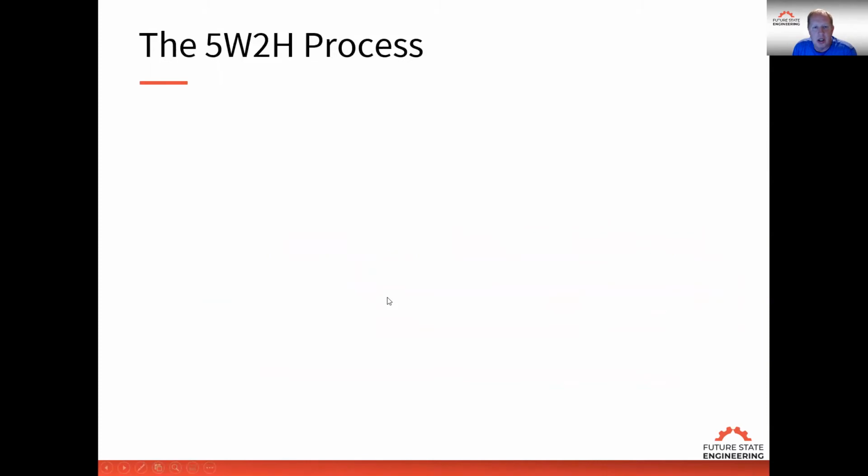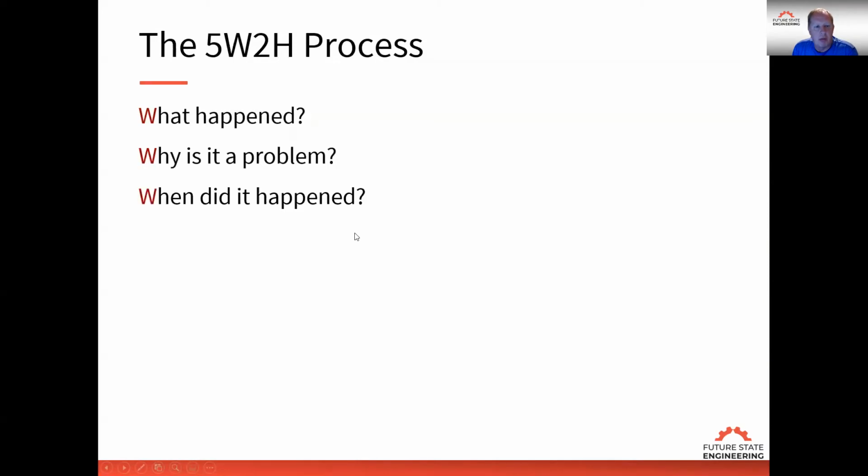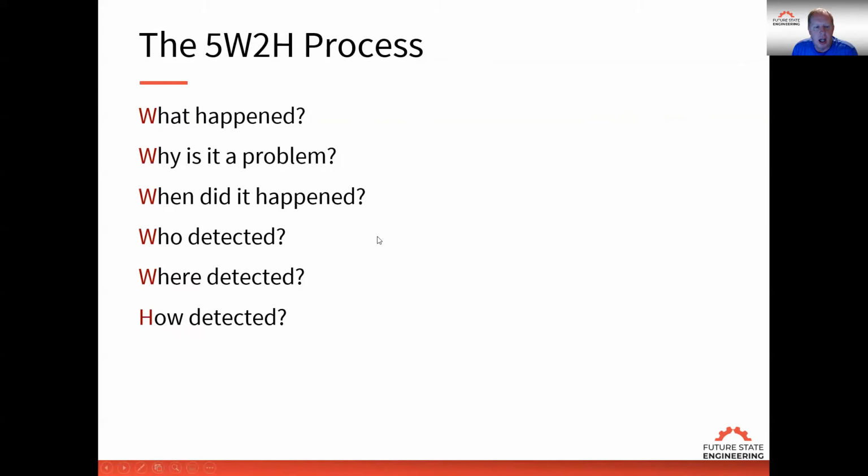There are 7 questions that I always ask when I go looking for evidence of the problem, and we call it the 5W2H process because there are 5 questions that start with the letter W and 2 that start with the letter H. The 5 W questions: what happened? Why is it a problem? When did it happen? Who detected it? Where was it detected? And then the 2 H questions: how was it detected and how critical? These are the 7 questions that we want to ask when any problem occurs to gather as much information about the current state as possible.